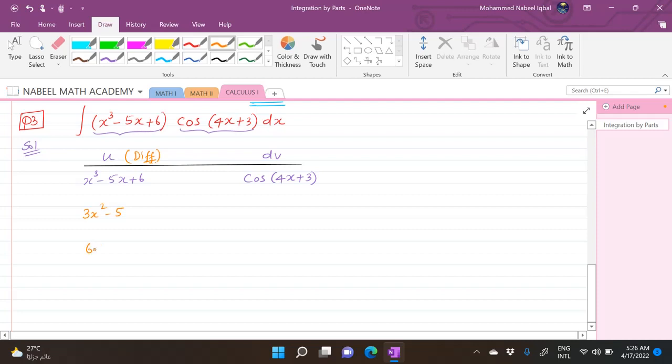And here you have 6x. When you differentiate again, you will get 6. Again differentiation, it becomes 0. So you have to do the integration up to this step. Now let us go with the integration. So what is the integration here?